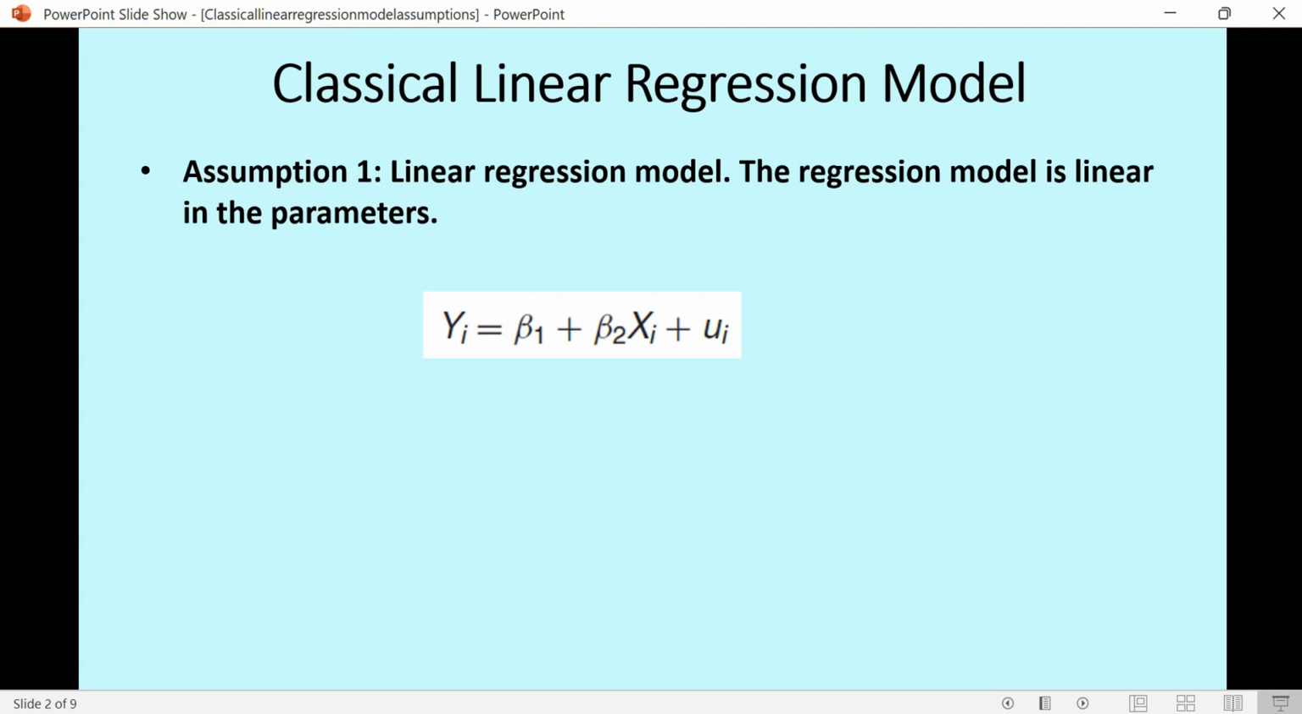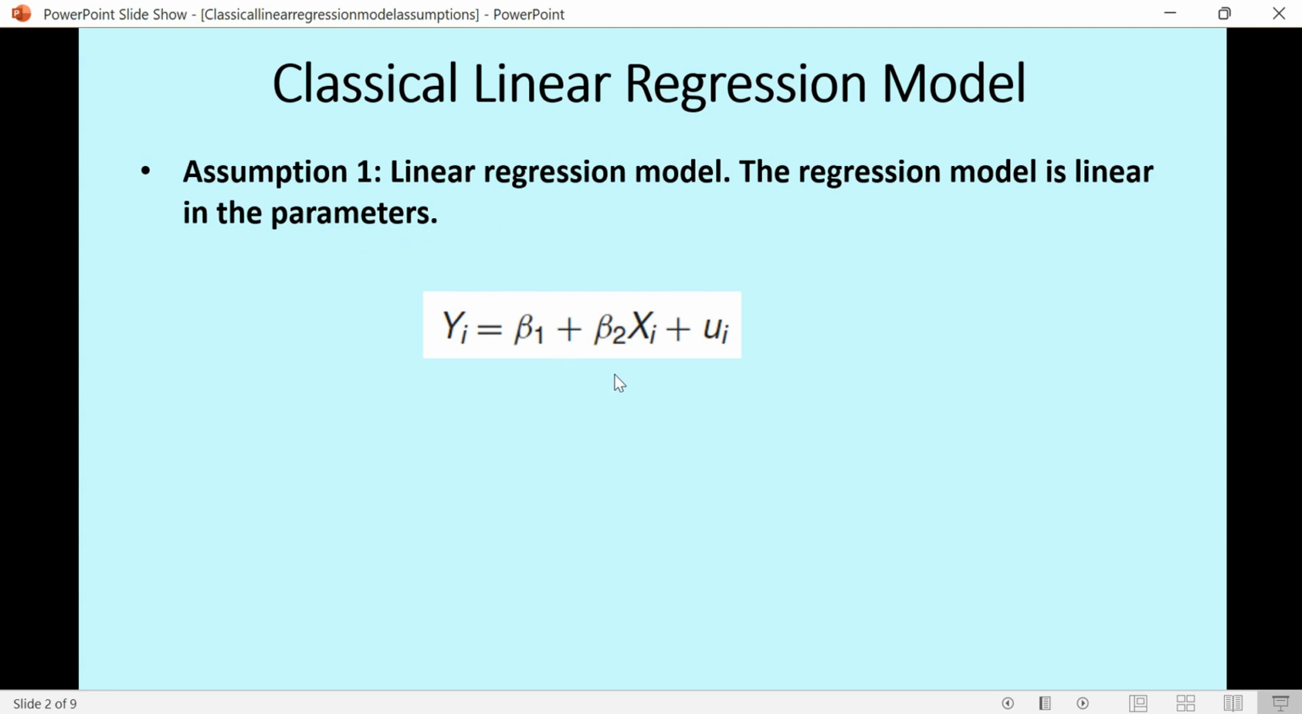But usually we have to make hypothesis testing of beta 1 and beta 2, and actually to estimate the y value. Based on this idea, there are several very important assumptions that have to be involved in the linear regression model. This is called the classical linear regression model. The first assumption is that the model is linear in the parameters.